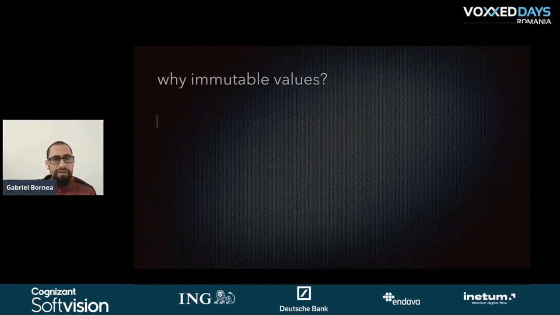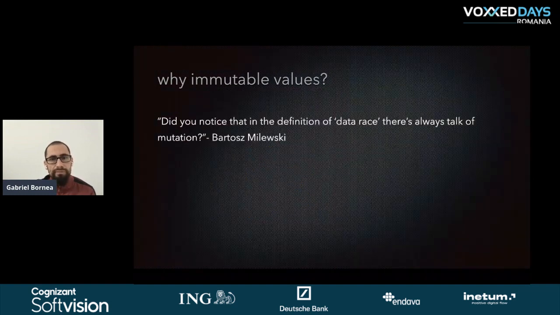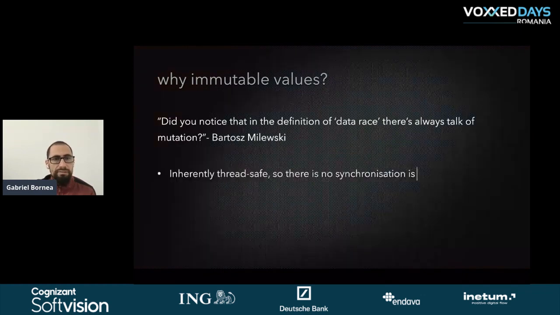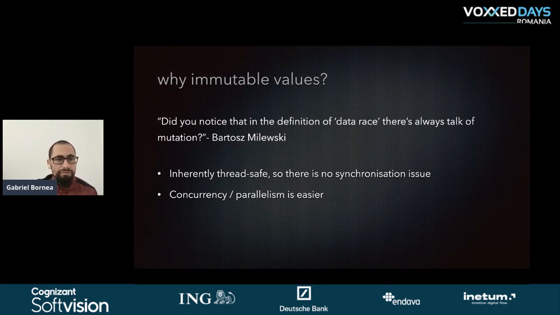But why immutable values? Well, these are also very important because they are inherently thread safe, which means that synchronization issues do not occur. And also the concurrency and parallelism given the above is easier. Another important aspect about immutable values is that you don't have to deal with mutation or state. Of course, you still need those in your application, but you can achieve them in a different way.